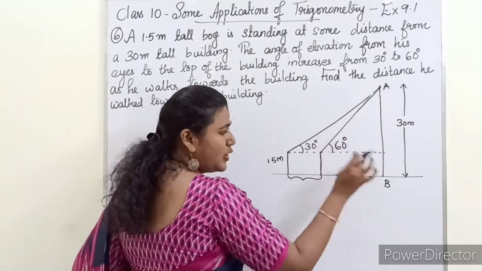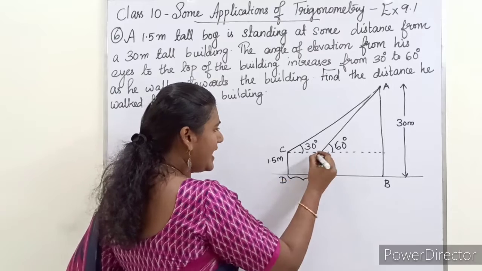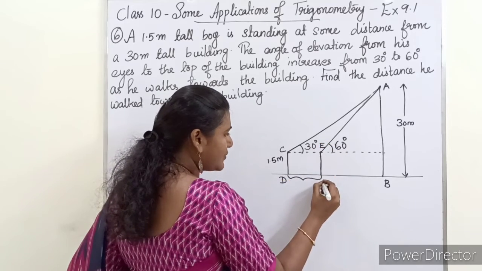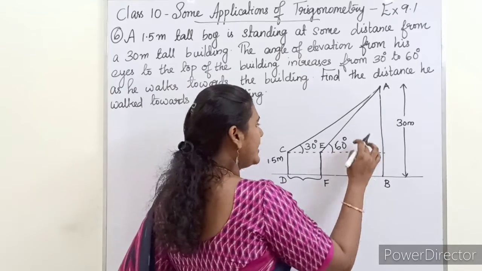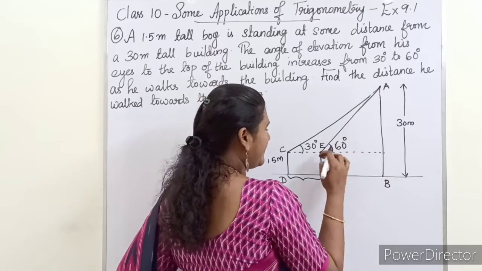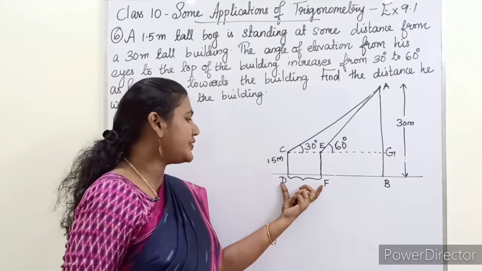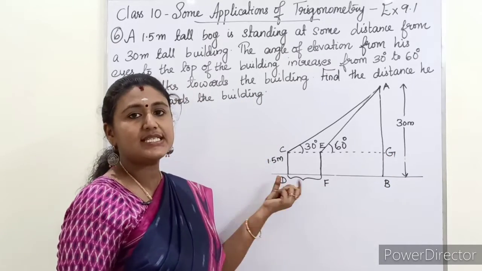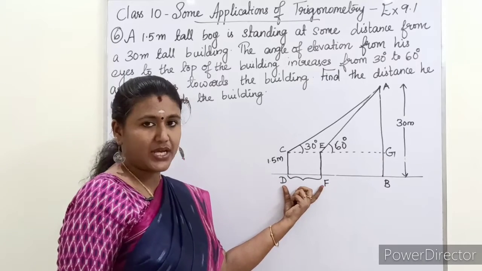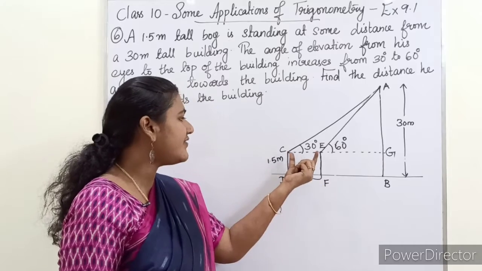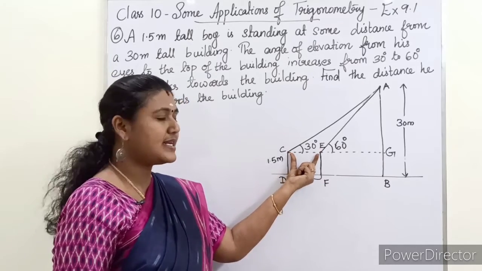So we denoted the building as AB. This boy we will denote as CD, and this second position we will denote as EF, and here we will denote this as FG. So here we have to find DF, the distance he walked towards the building. Actually this DF and CE are the same distance only, so we can find CE first.